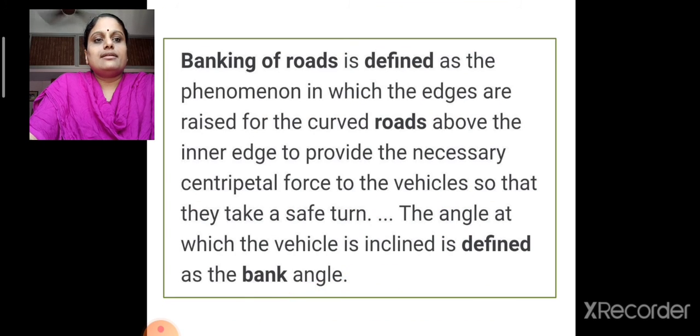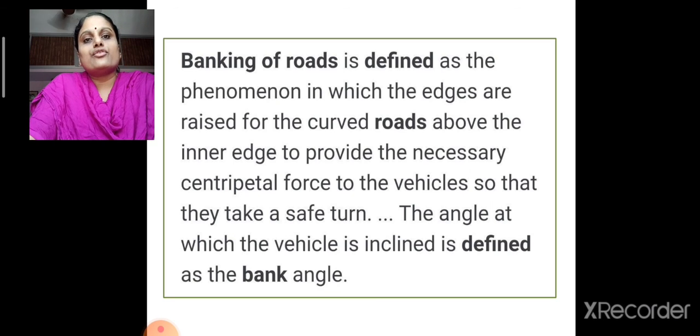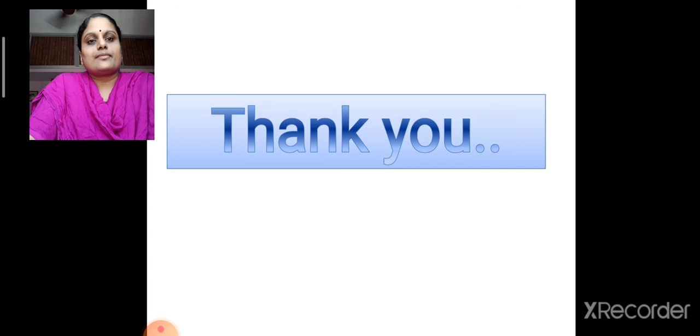So we have seen banking of roads is essential to provide the necessary centripetal force to the vehicles so that they may take a safe turn. And the angle at which the road is inclined is defined as the bank angle or the angle of banking. Hope you have understood the maximum speed with which a vehicle can negotiate a curve, and also what is meant by banking of roads and why it is done.